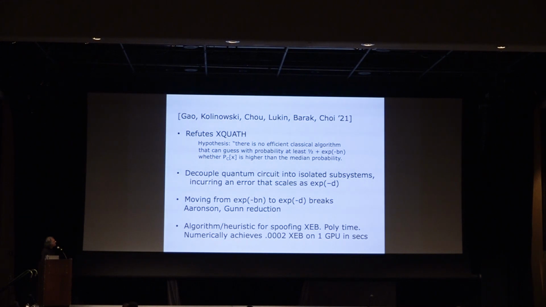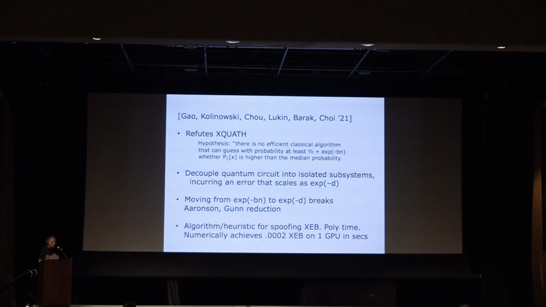So what it did was it showed that you can decouple your quantum circuit into isolated subsystems of size that scales with the depth, so that you can incur an error that scales as exponentially minus d, rather than exponentially minus n, as required by X-quark. Now, remember, in all this, d is much smaller than n, and so that was a problem.